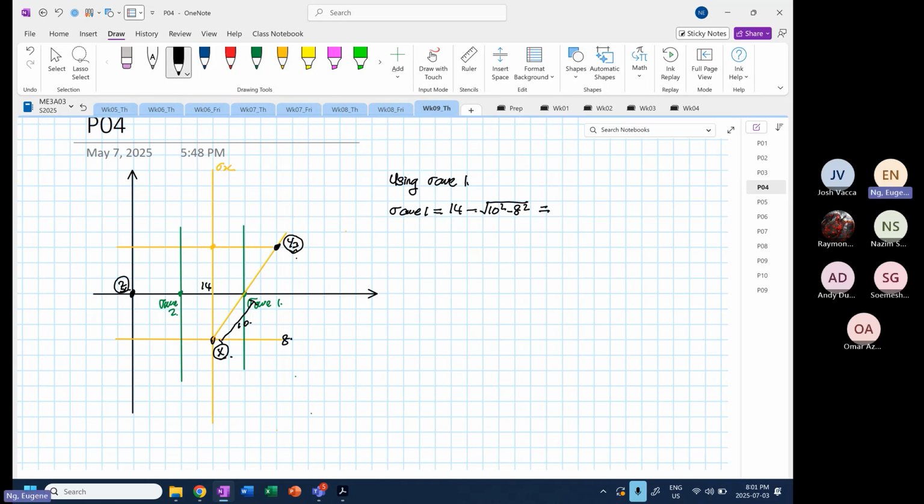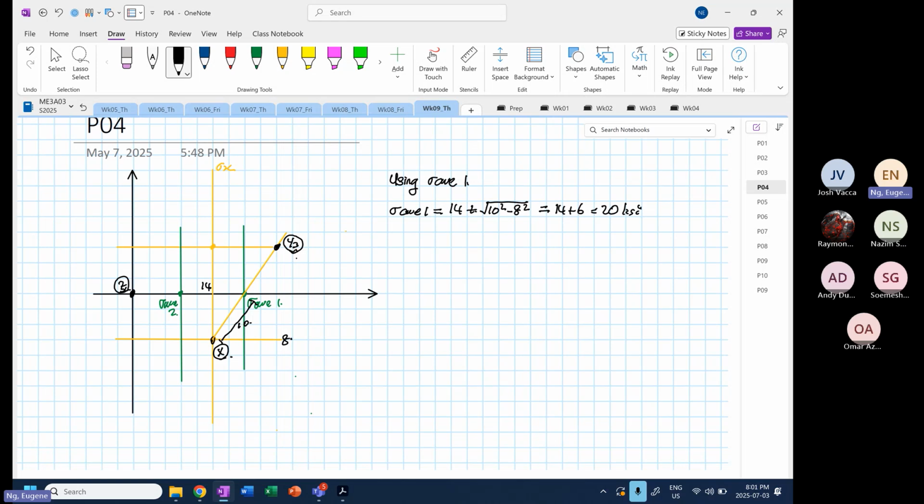So this will be equal to the square root of 10 squared minus 8 squared, which is 6. How I get there: 14 plus 6 is equal to 20 KSI. Now this answer is 20 KSI, right?